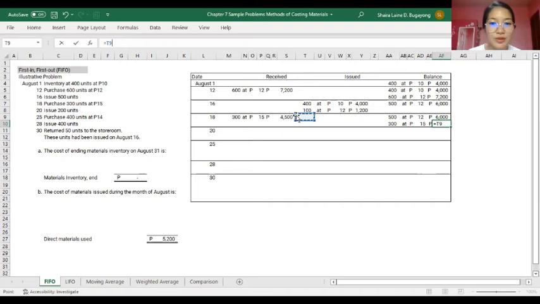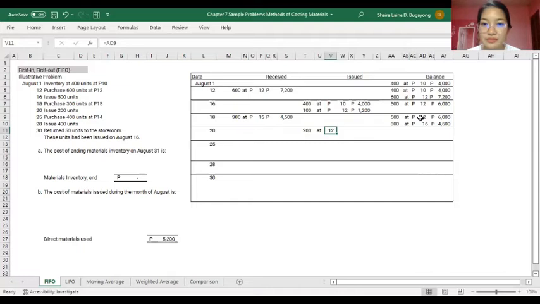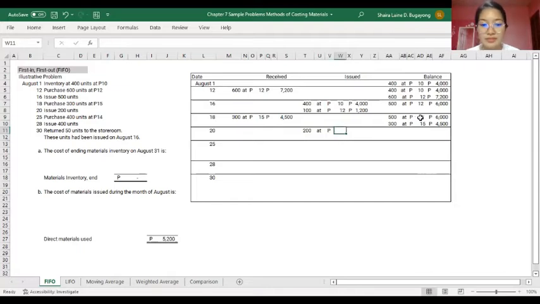Okay. So on August 20, nag-issue na pud ta og 200 ka units. So, di ba, first in, first out. So, kani gyud ato ang kuhaan og 200 units at 12. And that is 2,400. So, that would mean ang nabilin na lang is kaning 500 minus 200. Okay.